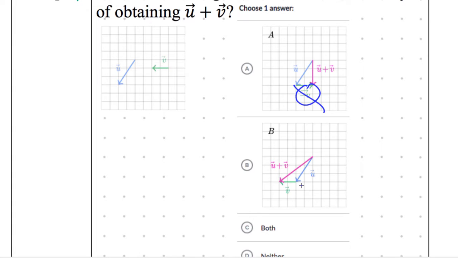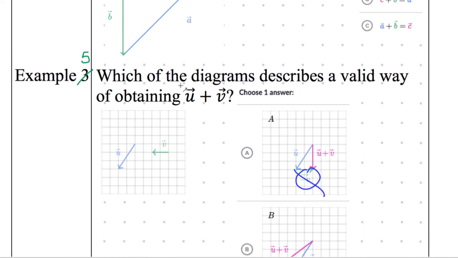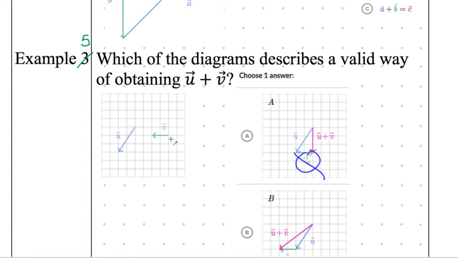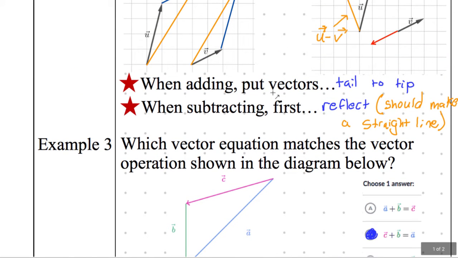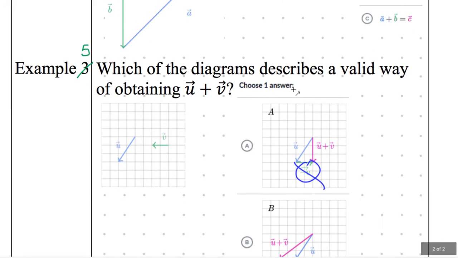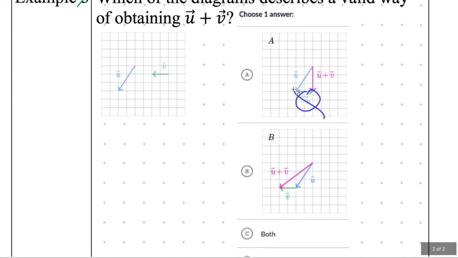Still a little confused on this stuff. Sorry. Well, I don't think it goes with the field, right? Because if you're supposed to reflect the vector V, what makes sense, right? So you're only reflecting it if you're subtracting. Right now we're just adding. Adding just means we're just putting it tail to tip. That's coming from that first star right here. When adding, just put the vector's tail to tip. A would have made sense if it was saying U minus V, would it? Yes. Oh, yeah.